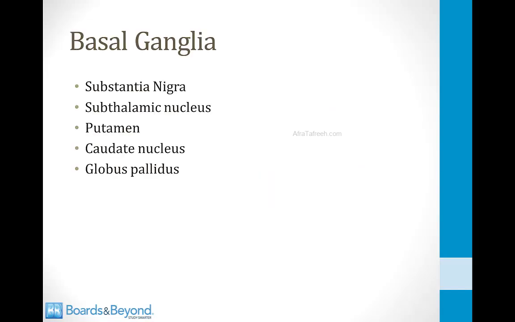The basal ganglia are a collection of nuclei just above the brainstem beneath the cortex, and they all work together to coordinate complex motor movements. The names of the 5 basal ganglia structures that you need to know are the substantia nigra, the subthalamic nucleus, the putamen, the caudate nucleus, and the globus pallidus.